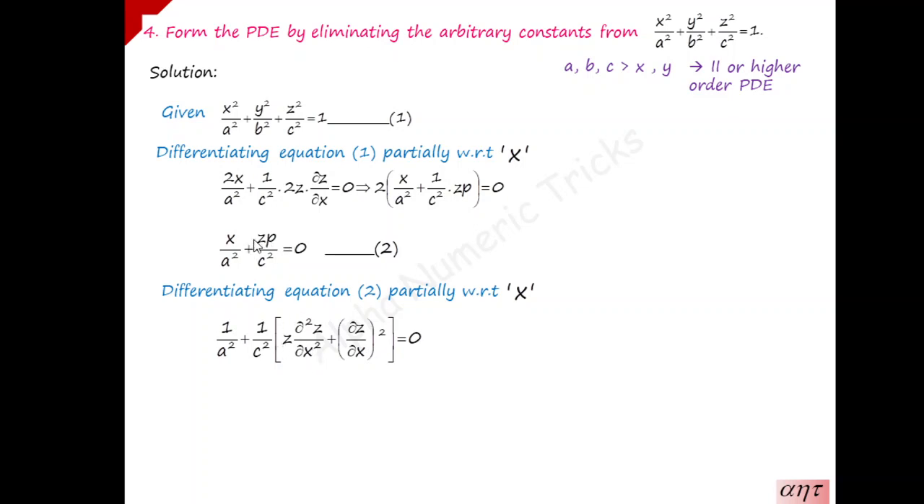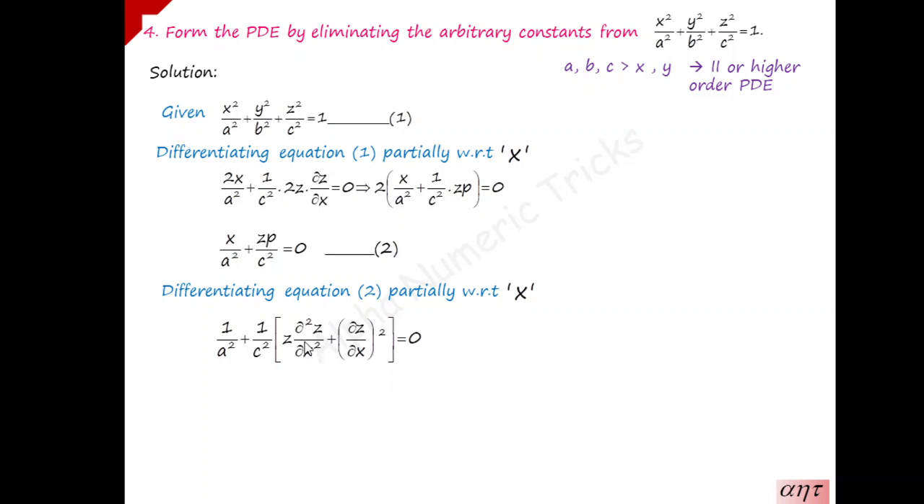Now apply here. The first term here is z into the differentiation of p with respect to x. What is p? P is dou z by dou x, which is differentiated again with respect to x partially. So dou by dou x of dou z by dou x gives dou squared z by dou x squared, plus you keep the second term constant, that is dou z by dou x into the differentiation of z with respect to x, which is again dou z by dou x. So dou z by dou x into dou z by dou x gives dou z by dou x the whole square, which is equal to 0.